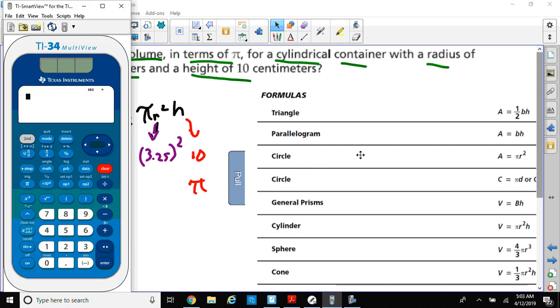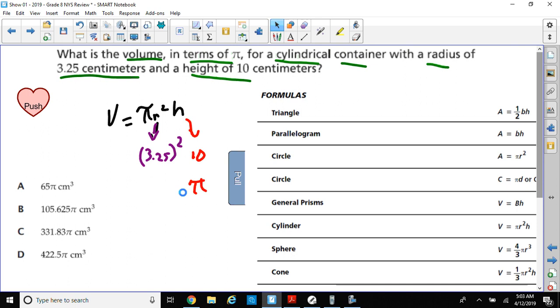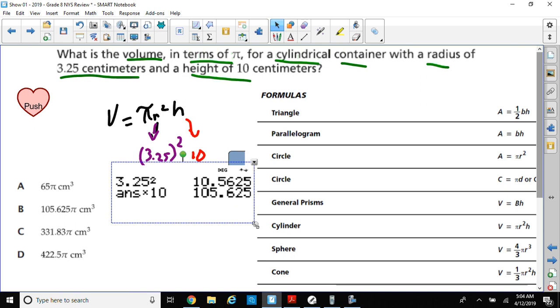So 3.25, and I'm going to square that, and that gives me 10.5625. Then I'm going to multiply that answer by 10, the height. And there's my answer. So let's drag that out there. Shrink it a little bit.